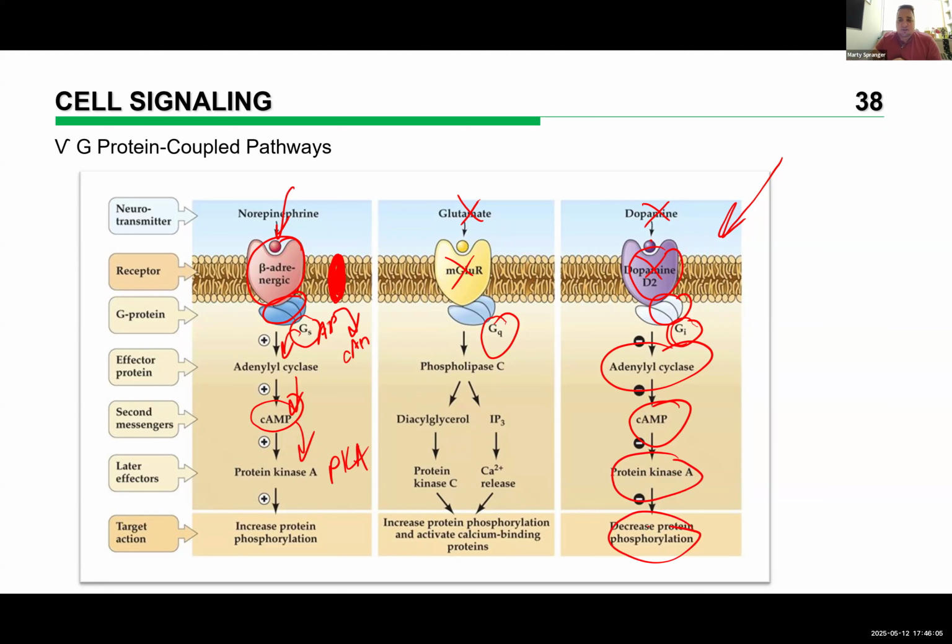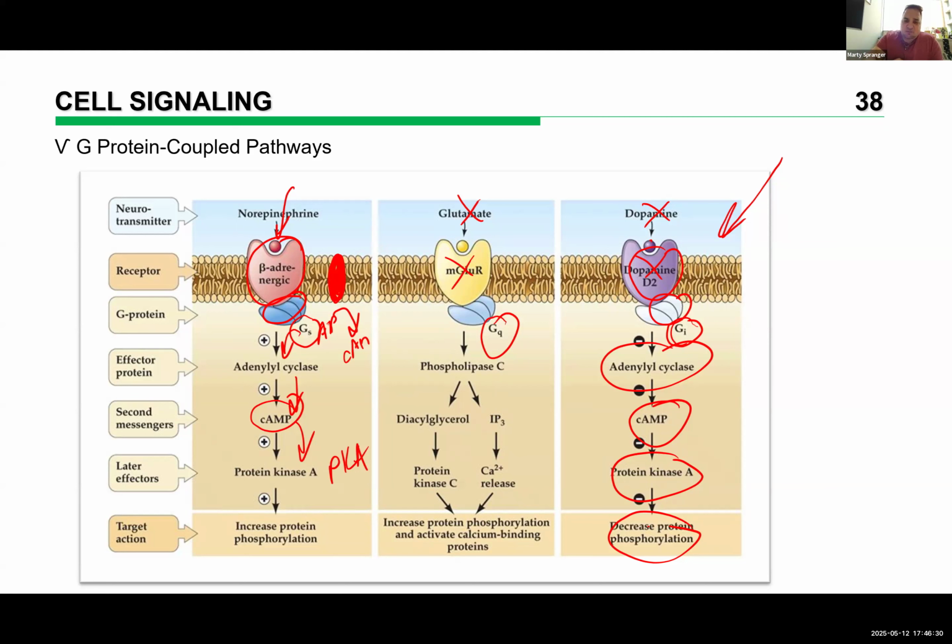Now, in order for cyclic AMP to go down, you can't just inhibit adenylate cyclase because it would just be at a certain level. But yeah, cyclic AMP will eventually be degraded to AMP. So really just inhibiting the enzyme is enough for cyclic AMP to drop. So if you know one pathway, you know the other here.